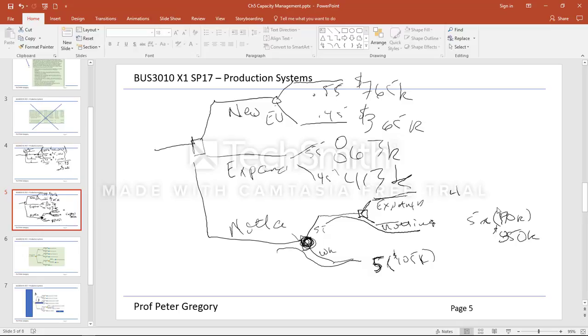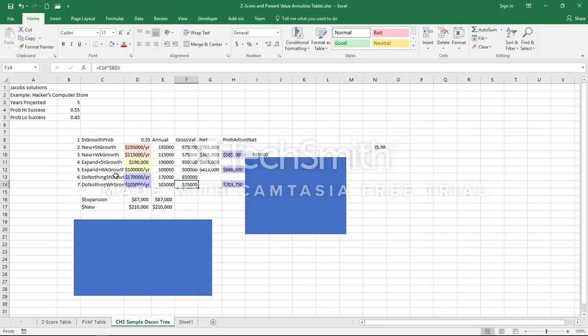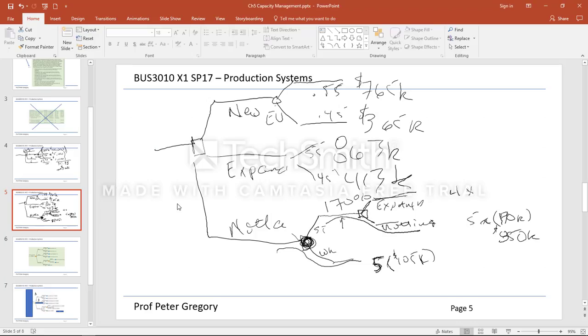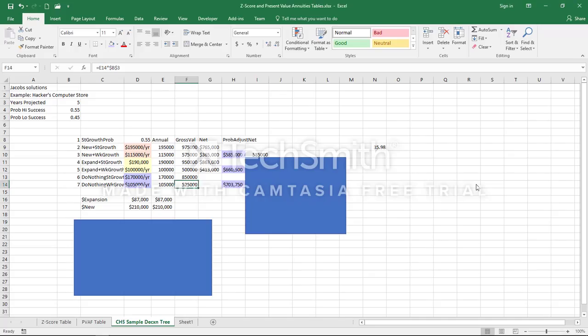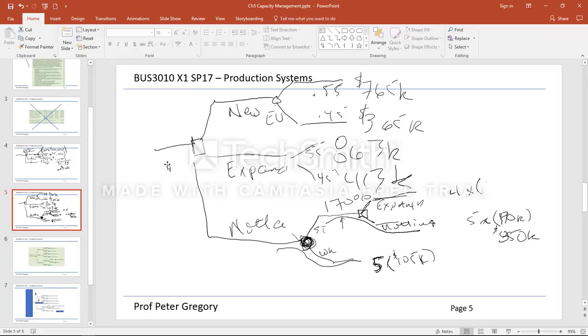Well, if we do an expansion, on this path we would have earned $170,000. Remember that during the first year we said things went well, and in that case, if we do nothing and things went well, we would expect to make $170,000 that year. So it's going to be $170,000 plus 4 years in the expansion good times. Expansion good times is 190. So it's 170 plus 4 times 190, but all of that minus your $87,000.